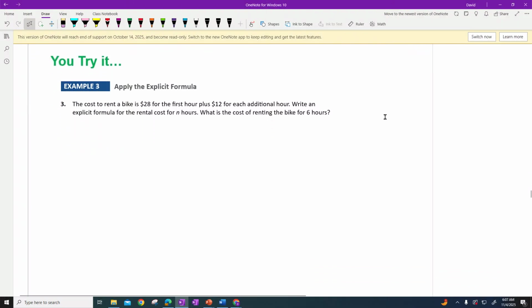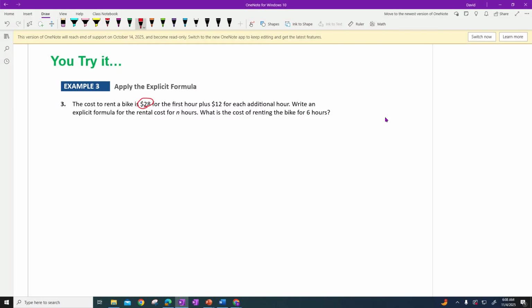Apply the explicit formula. And they said the cost to rent the bike is $28 for the first hour plus $12 for each additional hour. Write an explicit formula to find the cost of n hours. What's the cost of riding the bike for 6 hours? So that was a whole lot up there. We should probably do this one together here. Okay, so now to rent the bike for is $28. So that means they might have had some kind of a flat fee here, because I see it's $12 every time. And so what I need to do is kind of think about that for a little bit.